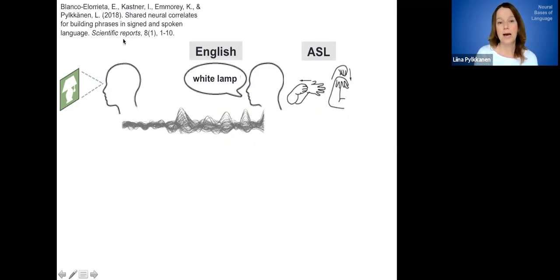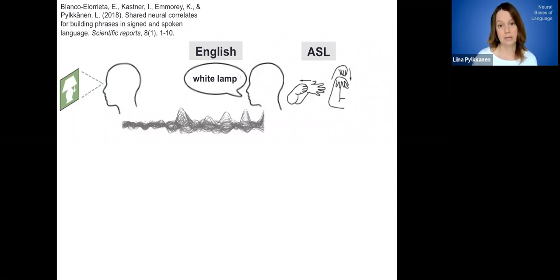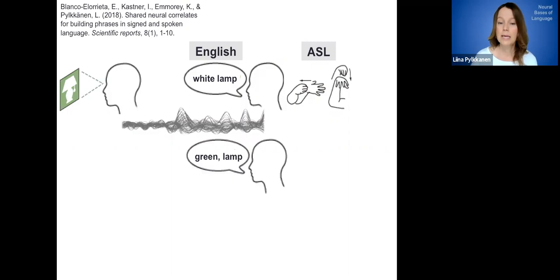And in this paper that my group published a couple of years ago, this is exactly what we set out to investigate. We want to see, is there similarity between the processes that compose a simple phrase in English versus in American Sign Language? And an important design feature of this experiment was that we had a non-combinatory control condition that actually also involved articulating an adjective and noun.